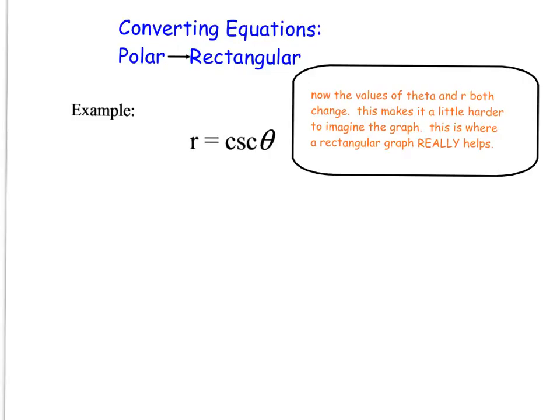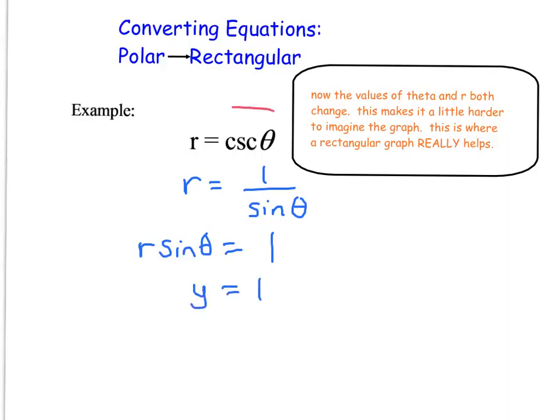I know cosecant is 1 over sine. The next thing I'm going to do is to clear out the denominators by multiplying both sides by sine. So I would have r sine of theta equals 1. Since r sine of theta is the same thing as y, this is y equals 1.